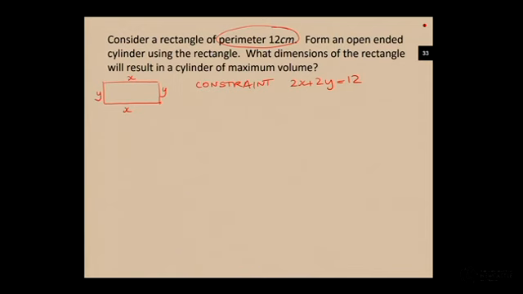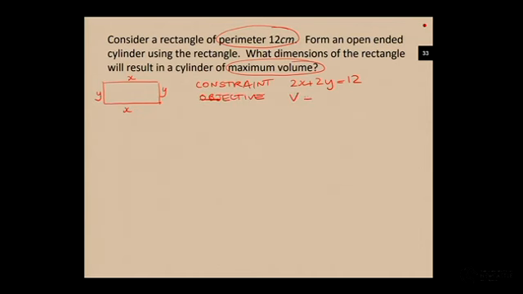Now, here's the thing. It's going to form an open-ended cylinder using that rectangle. Think about a piece of paper and how when you make it open-ended like this, I need you to figure something out, because it says it's going to make a cylinder. What dimensions of the rectangle, so what should x be and what should y be, will result in a cylinder of maximum volume? Okay, let's see what happens here. This is my objective. We'll see if we can remember it bit by bit.